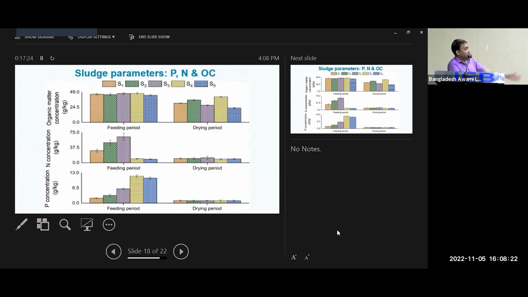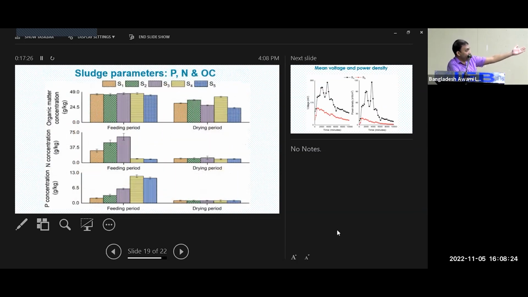Okay. And this is the organic matter, nitrogen and phosphorus content of the sludge. It has been significantly reduced. You see, the feeding period means when we were applying sludge, the organic matter, nitrogen, and phosphorus were accumulating. But when we went to the drying phase, that means we stopped feeding the sludge, what happened? The concentration was reduced because some complex internal microbial reaction occurred that reduced the pollutants: organic matter, nitrogen, phosphorus. So that means we are modifying or improving the chemical properties of the sludge.